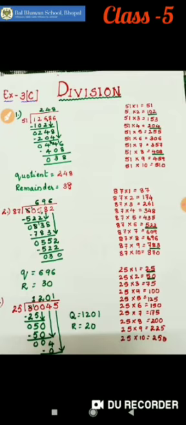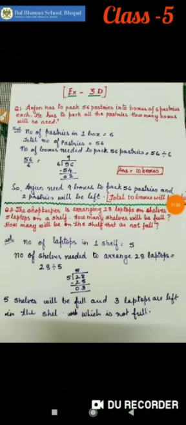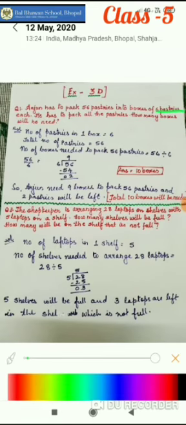Now let us do some story problems. Now story problems given on exercise 3D. Let us see the first one. The first one, Arjun has to pack 56 pastries into boxes of 6 pastries each. Means in one box, how many pastries should be there? 6 pastries. In each box, 6 pastries. So, how many boxes he will be needing to pack 56 pastries?